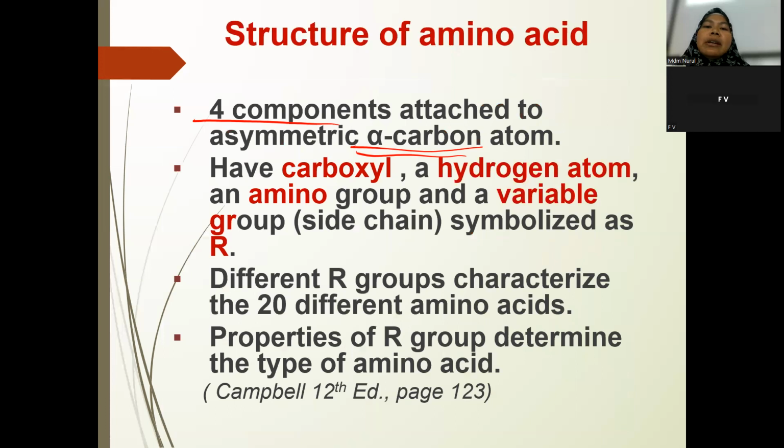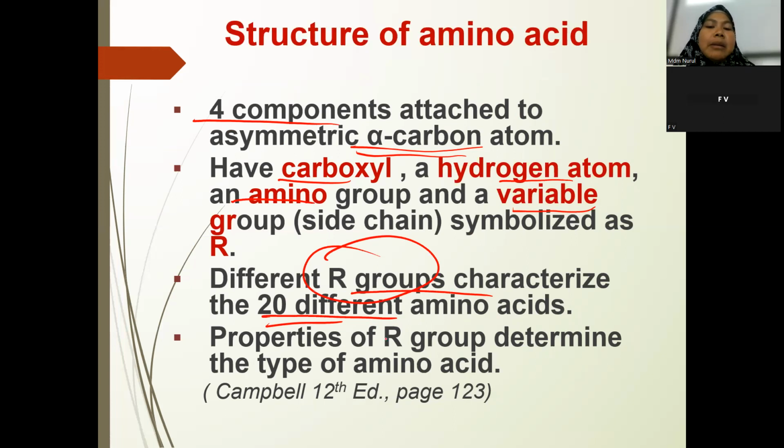Okay. So the structure of amino acid is composed of carboxyl group, hydrogen atom, amino group, and variable group that is symbolized as R. Different R groups characterize the 20 different amino acids. Remember, amino acid semua ada 20. Yang menentukan apa nama setiap satu 20 amino acid tu adalah berdasarkan R group dia. So, R group setiap amino acid adalah berbeza.